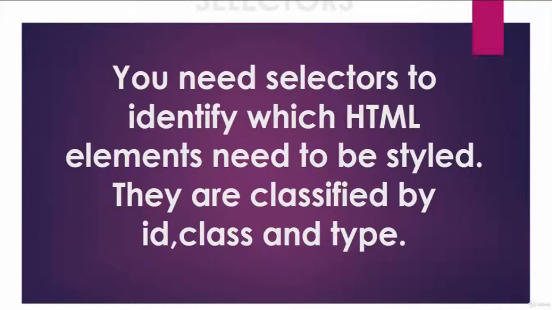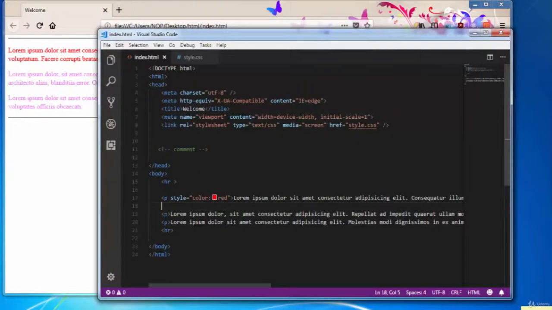You need selectors to identify which HTML element needs to be styled. They are classified by ID, class, and type. Let's see how this works. Getting rid of the examples from our previous lessons.